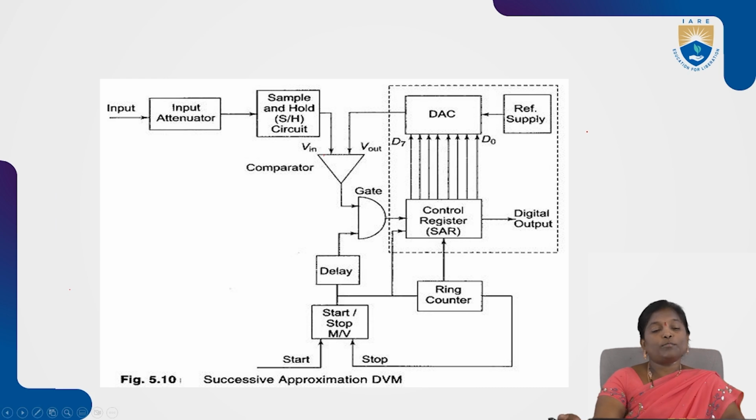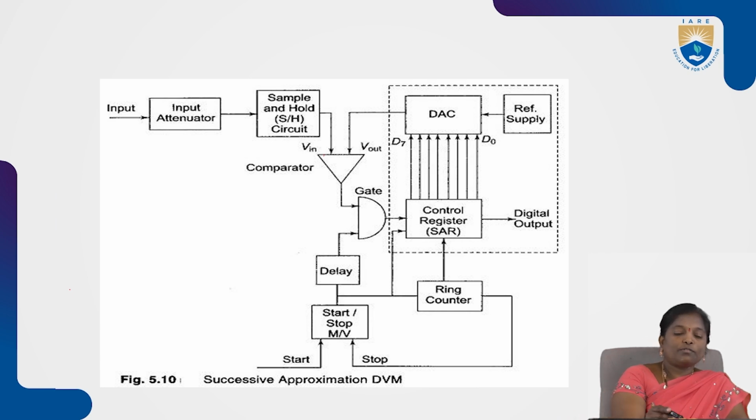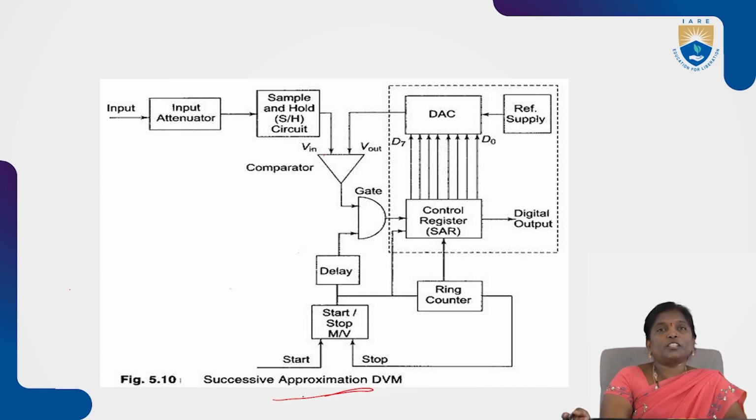These are the different blocks present in the successive approximation type of digital voltmeter. The name itself indicates successive approximation. So we are going to approximate the input with the reference signal, as we already know about approximation.